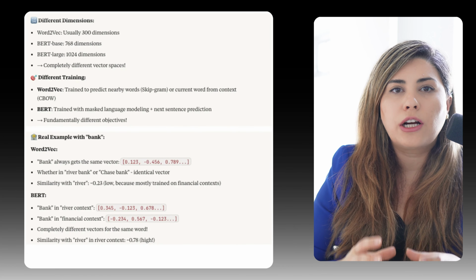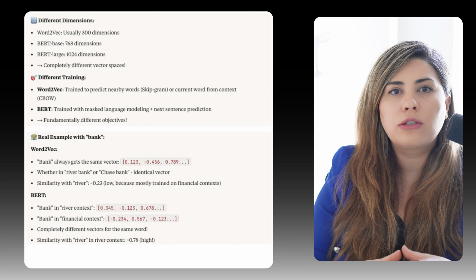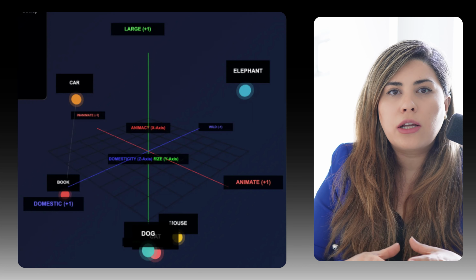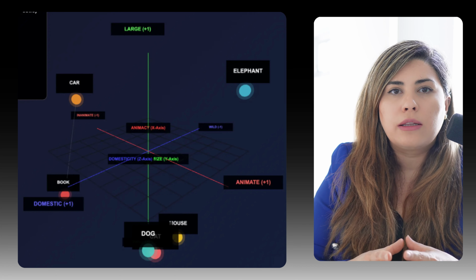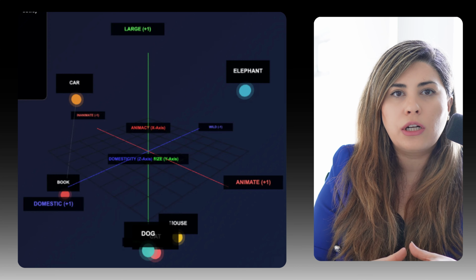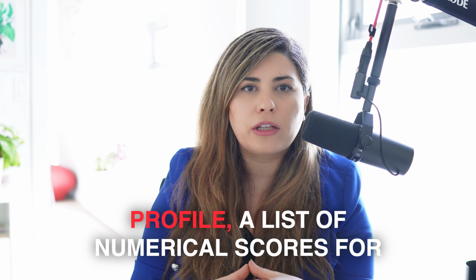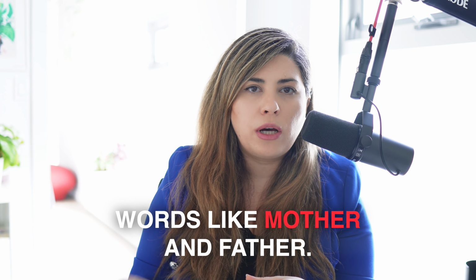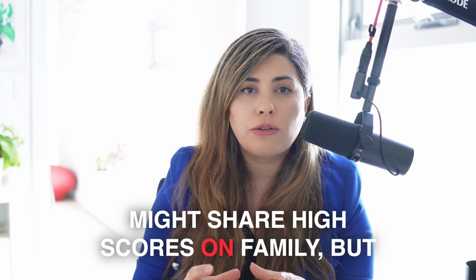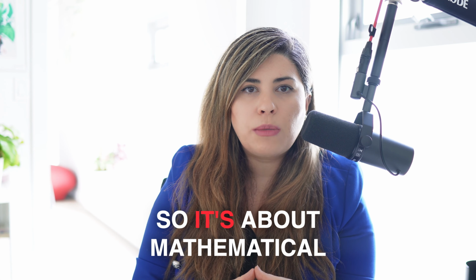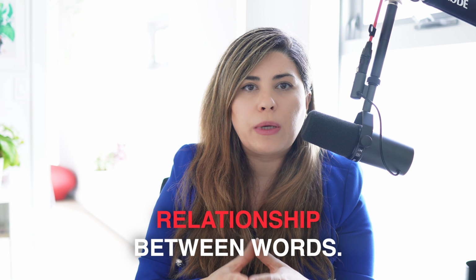Essentially, each word gets turned into a large list of numbers, or vector, in a high-dimensional space. A vector is like coordinates. The key idea is that words with similar meanings, or that are used in similar contexts, end up having vectors that are close to each other in this mathematical space. Imagine assigning a unique flavor profile, a list of numerical scores for different attributes, to every word. Words like mother and father might share high scores on family, but differ on gender, so they will be near each other but distinct. So it's about mathematical relationships between words.